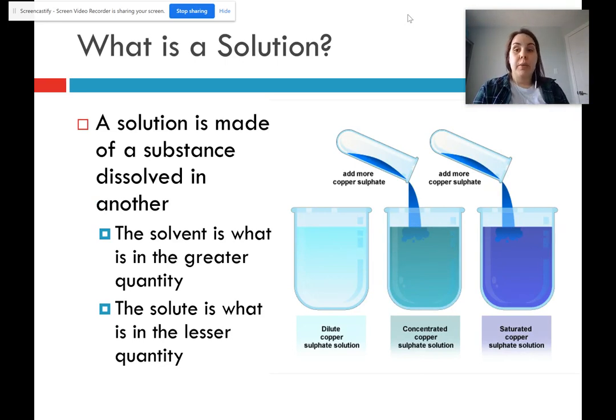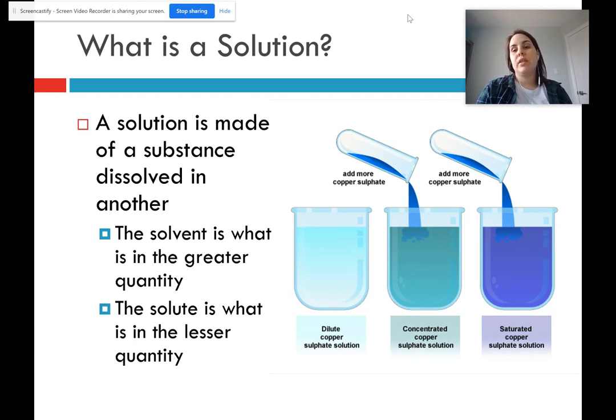Specifically, we're going to be talking about aqueous solutions, and a solution is essentially made of one substance dissolved in another, okay? So a solution is made of what's called a solvent and a solute. The solvent is whatever is in greater quantity, and the solute is whatever's in lesser quantity.